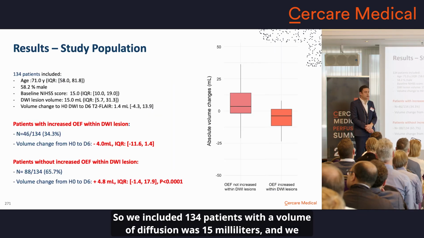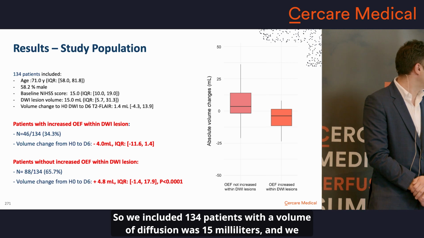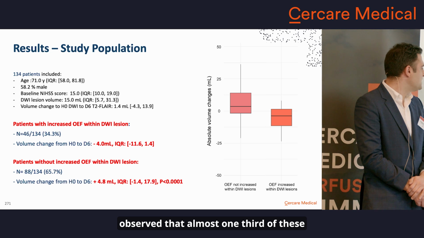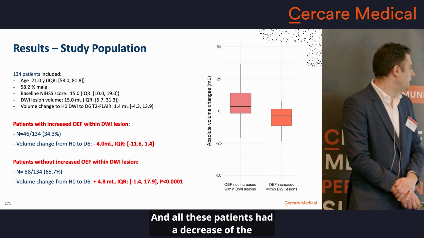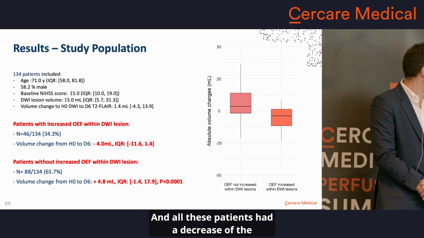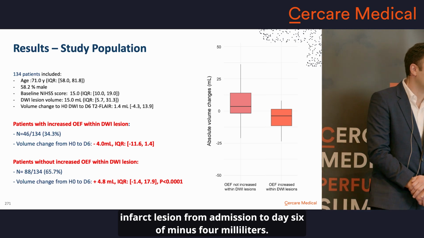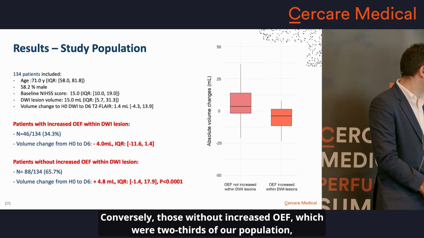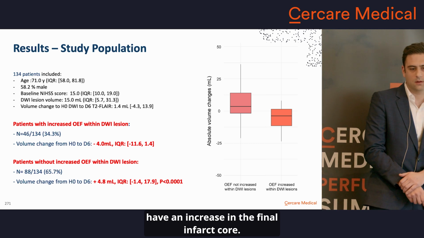So we included 134 patients with a median diffusion volume of 15 milliliters, and we observed that almost 1/3 of these patients had an increased OEF within the DWI lesions. And all these patients had a decrease of the infarct lesion from admission to day 6 of -4 milliliters. Conversely, those without increased OEF, which were 2/3 of our population, had an increase in the final infarct core.